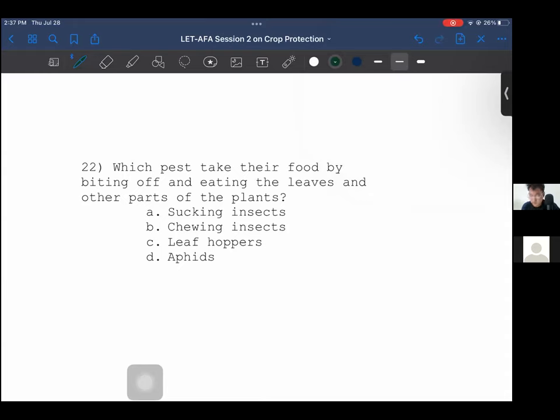Okay, so let's move to the next question. Which pests take their food by biting off and eating the leaves and other parts of the plants? Sucking insects, chewing insects, leaf hoppers, or aphids?